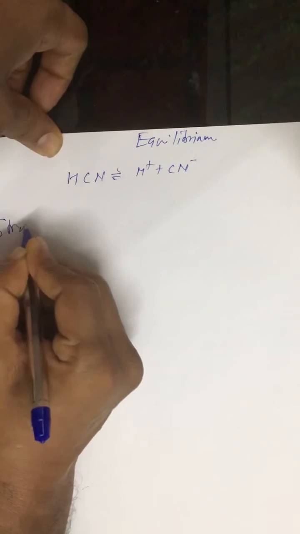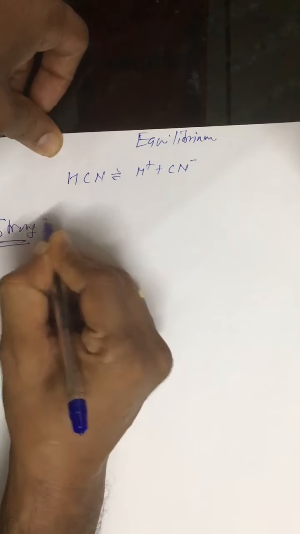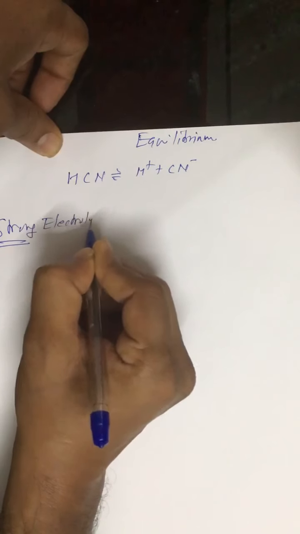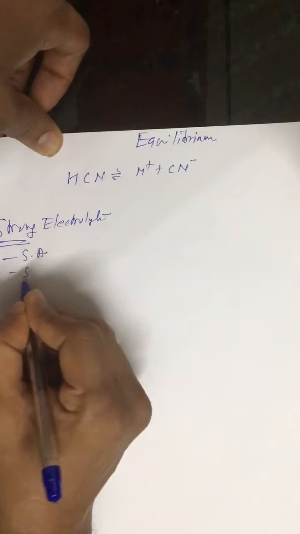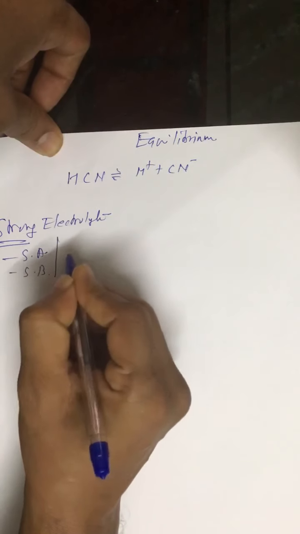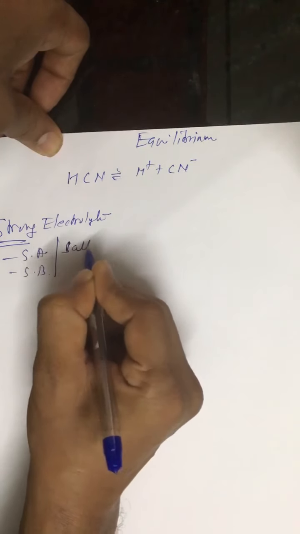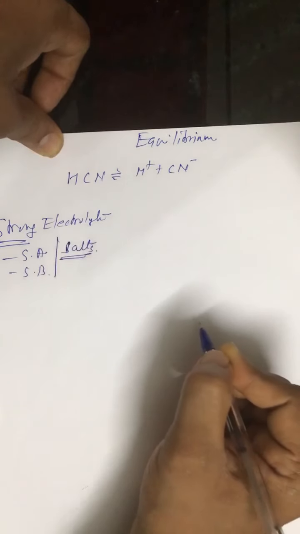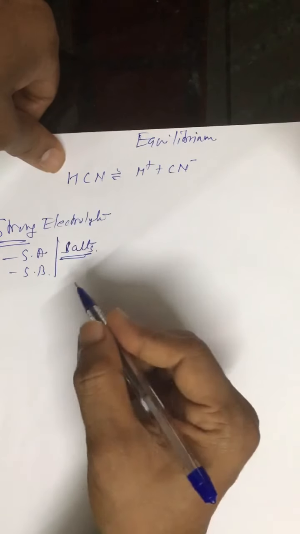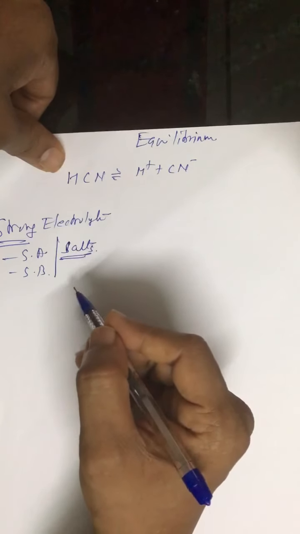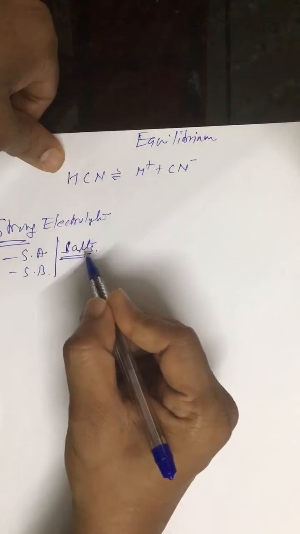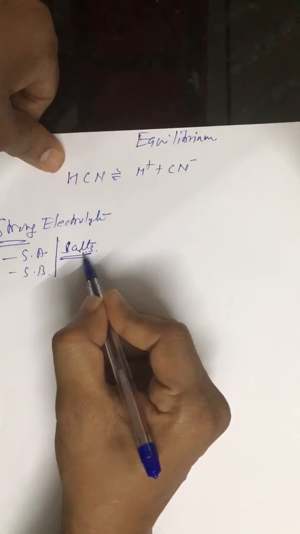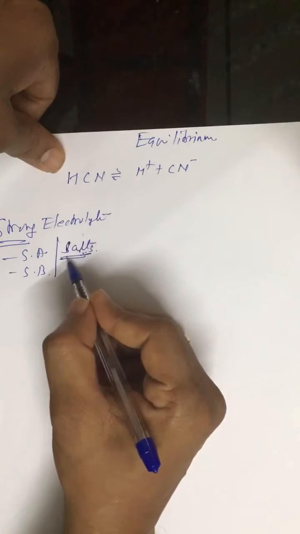Now, what are strong electrolytes? Strong electrolytes are all strong acids which I gave you, all strong bases, and all kinds of salts. All kinds of salts are strong electrolytes. Even if it is a weak acid, weak base salt, it is considered a strong electrolyte.